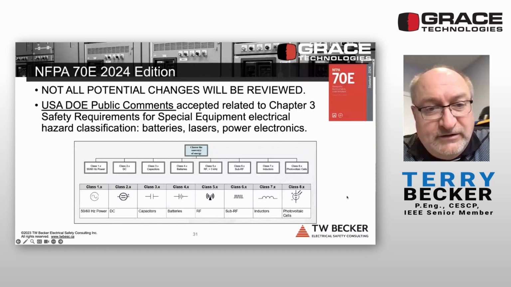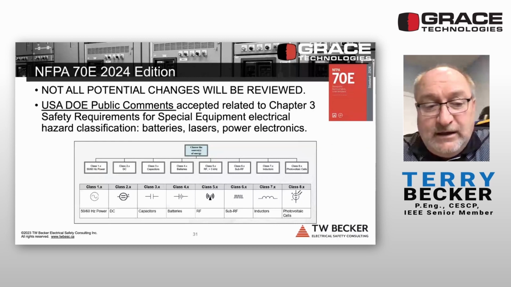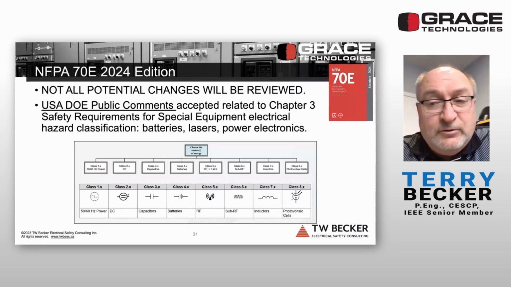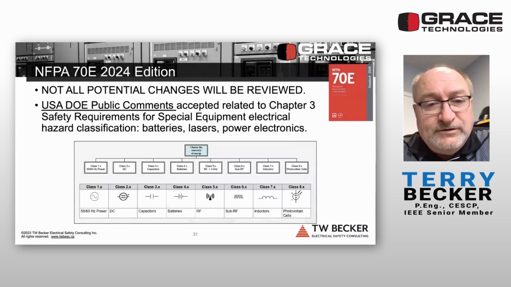The capacitor content included in the 2021 edition of 70E, which we didn't have in Z462 but probably will in the 2024 edition, came from DOE research. So they've broken down electrical hazard classification, and as you can see, into 50, 60 hertz power, DC, capacitors, batteries, RF, sub-RF, inductors, and photovoltaic cells. So again, this body of knowledge is actually information that can be obtained. It's publicly available. It's not copyright protected because the DOE is a federal organization. So if you want more information on the background of these charts, get in touch with me offline, and I'll gladly share some of the information from the DOE tutorials I've attended.